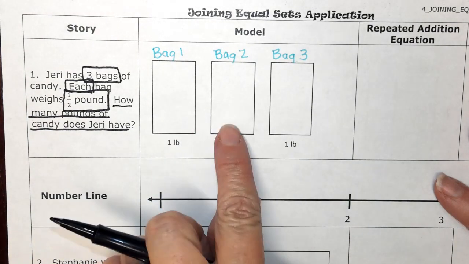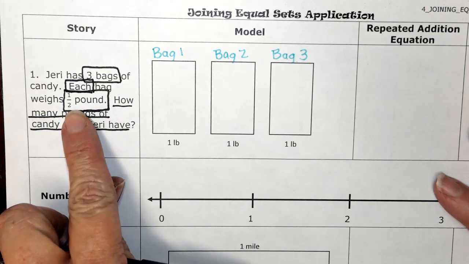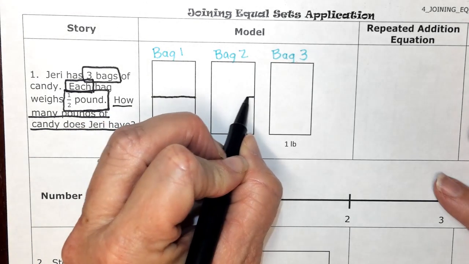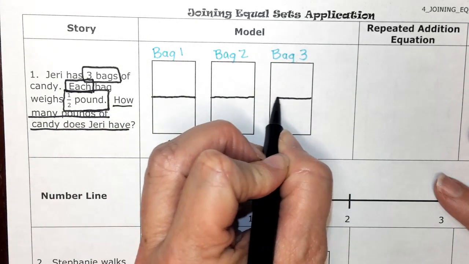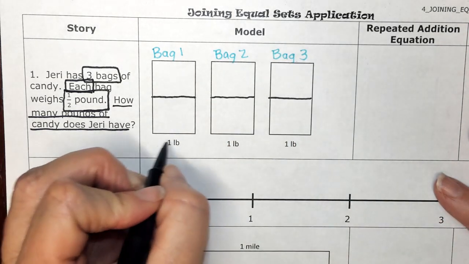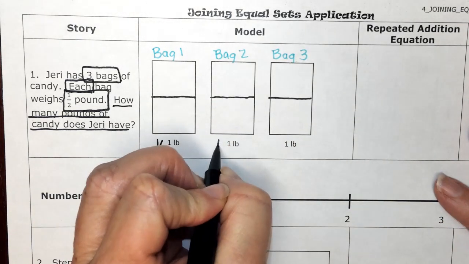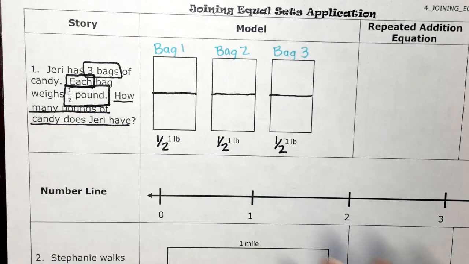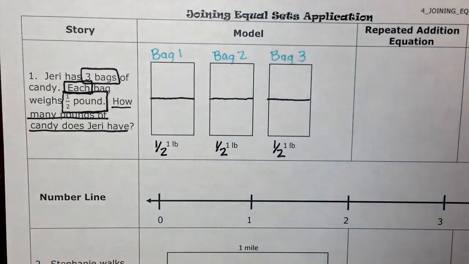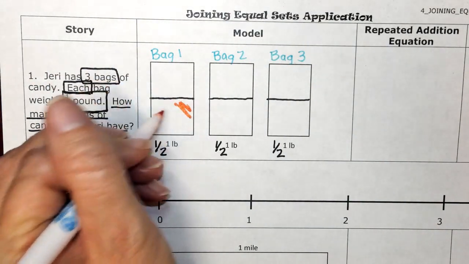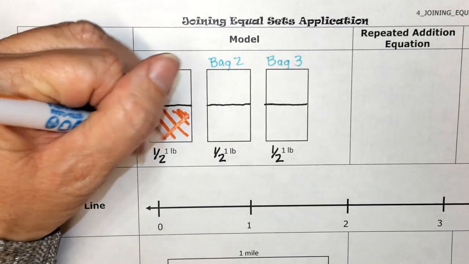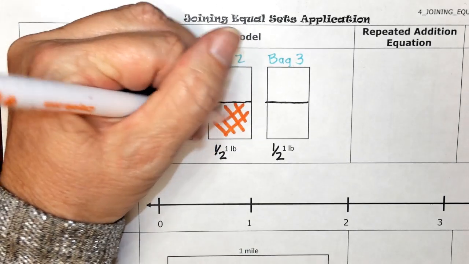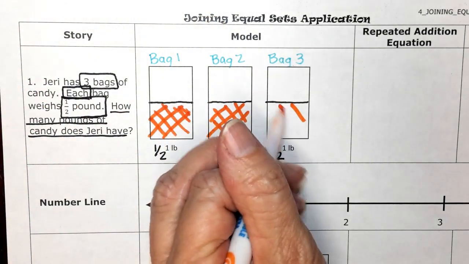And each one of these needs to be cut into 2 pieces. So we're going to cut them in half. And we're going to label this 1/2, 1/2, and 1/2. Okay? And I'm going to do some shading. So we have a half here. Do some quick shading. And a half here. Do some quick shading and another half.